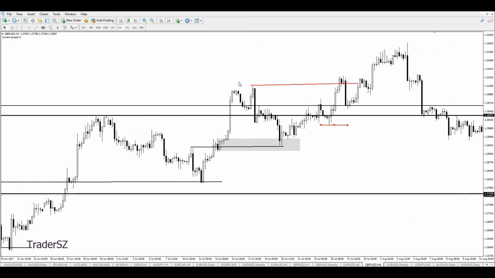We look for stop runs. We're trading towards a higher time frame direction. We're looking for stop runs. We look as soon as we've got a risk reduction, and that's that. So that's cable done.